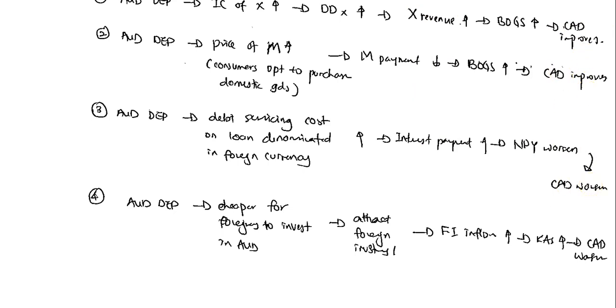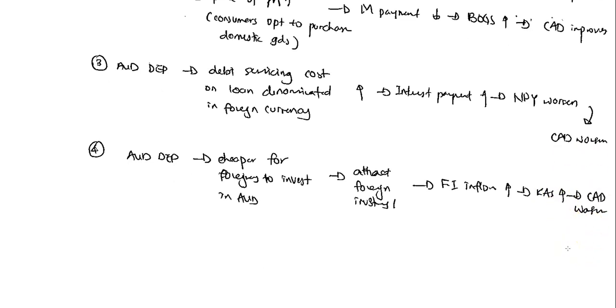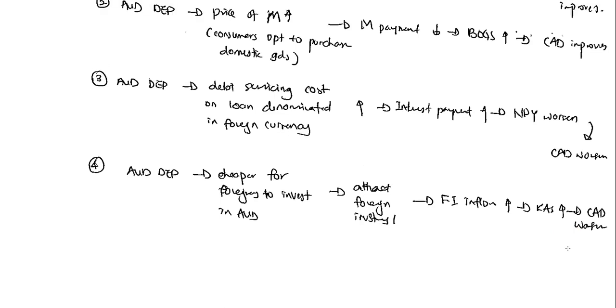What about on KAS? Okay, so I have here, when AUD depreciates, foreigners would want to invest in your country because it's cheaper. So more foreign investors are attracted, more inflow, KAS will increase. More inflow into your financial accounts, but ultimately, of course, your CAD will worsen because you have to pay more to serve those foreign liabilities. All right, that's all. Thank you.